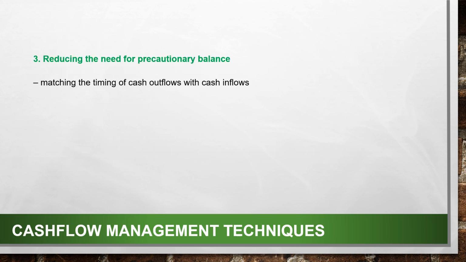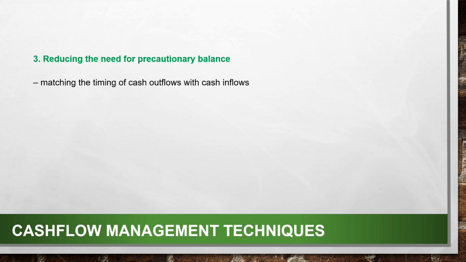Okay, so another way is by reducing the need for precautionary balance. Again, as can be recalled, one reason for holding cash is the precautionary reason. Precautionary means that you are using this as a buffer or as a cushion or for emergency purposes. So one way that we can reduce the need for this precautionary balance is by matching the timing of cash outflows with your cash inflows.